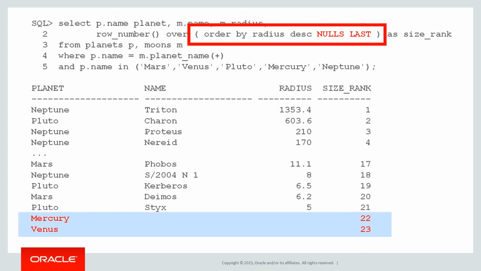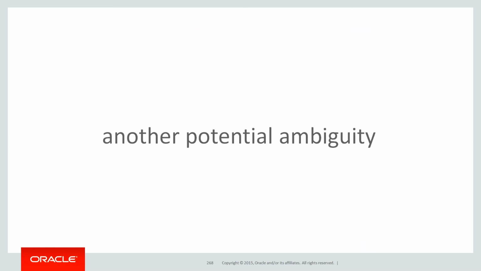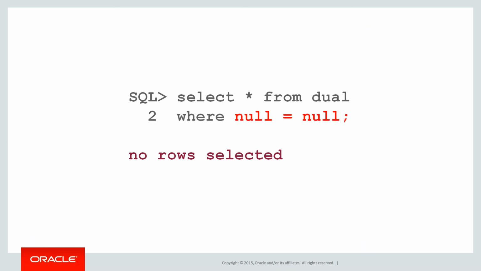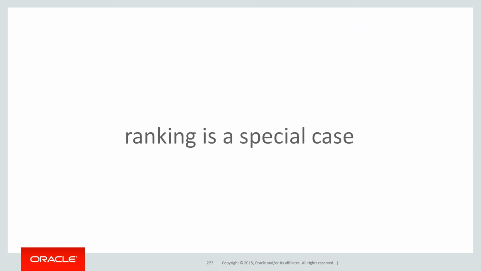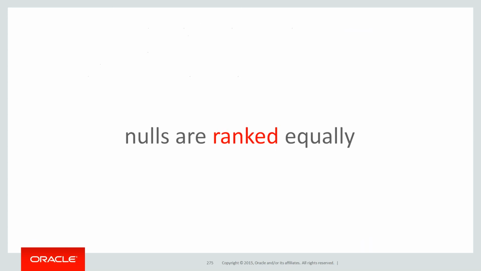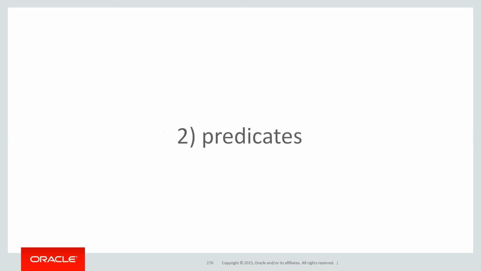Radius nulls last. Another potential ambiguity when it comes to nulls. We all know that null is special, right? What I mean by special is nothing equals null. If I do select star from dual where null equals null, I get no rows. But if I say not equals null, I get no rows. Null doesn't equal anything ever. Except when it comes to analytics, unfortunately, when it comes to ranking. When we rank nulls, you can see that two nulls will be given the same rank, 1 and 1. Nulls are ranked equally when it comes to analytics. Just keep that in mind.